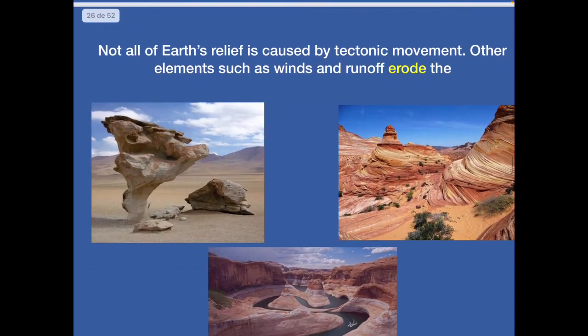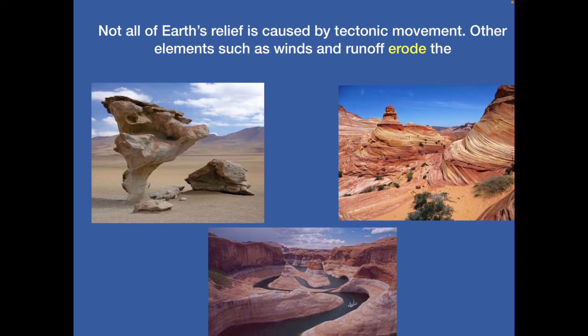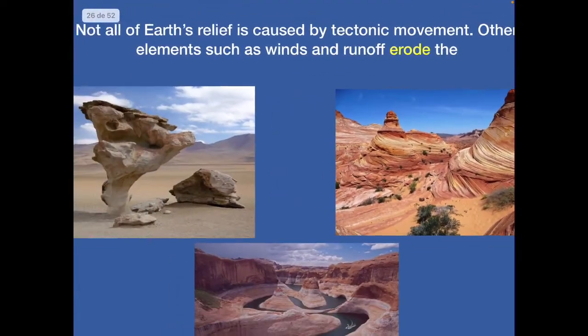Well, first of all, we need to say that not all of the Earth's relief is caused by tectonic movement. There are other elements such as wind or runoff. If you remember, we have seen runoff in the water cycle. So we are going to see this again by the end of the video. I would advise you to stay because it is really interesting. And they will be eroding the surface of the earth. Sorry, in here it is missing. It should say erode the surface of the earth.